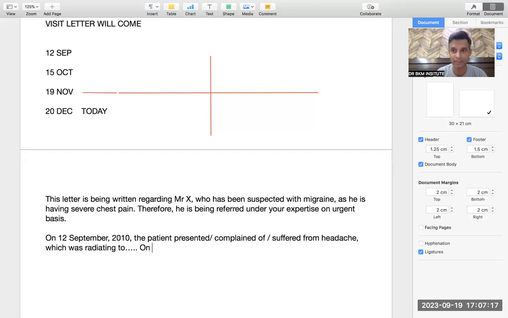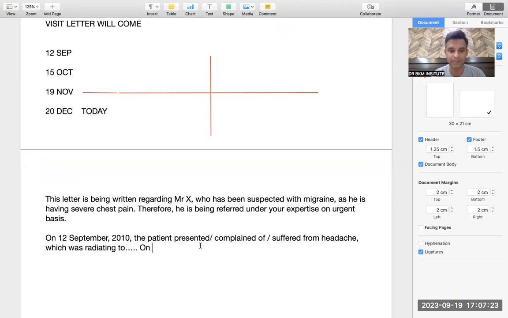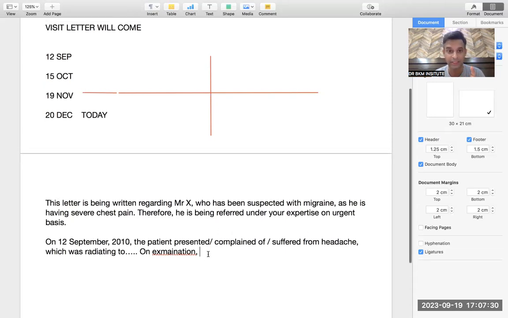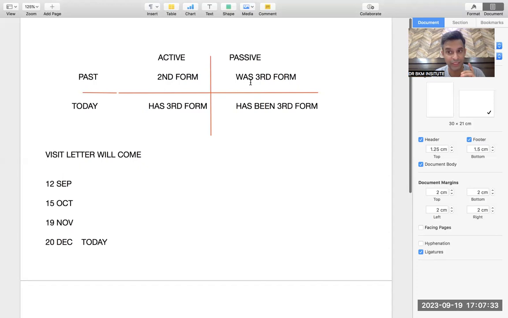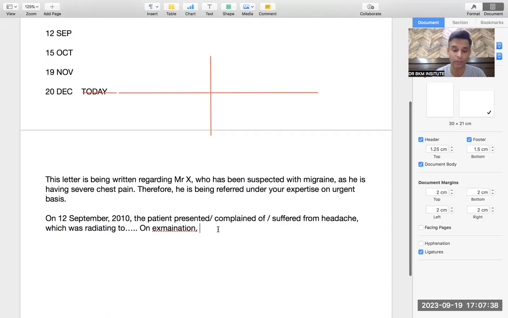So after symptoms there is always examination. On examination, this is the pattern of visit letters, and this will teach you a lot. On examination, now passive voice, everything would be passive. Only the first sentence is active, in which you are talking about symptoms. On examination, he was found with, now whatever your signs are given, he was found with D, E and F, whatever signs are given. Second line done. So first paragraph done, second paragraph 2 lines done.